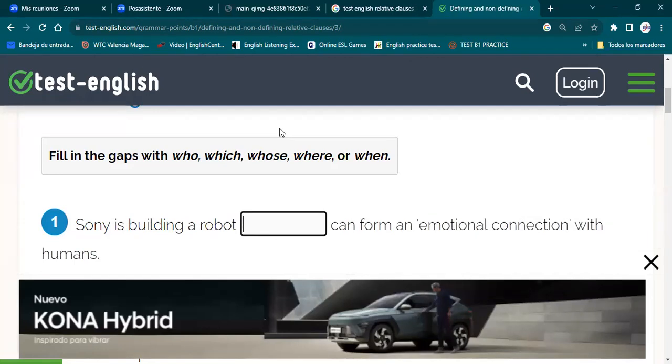Which one refers to objects? Where? No. Sony is building a robot. A robot is an object. What is the option? Who, which, whose, where, or when. Which?